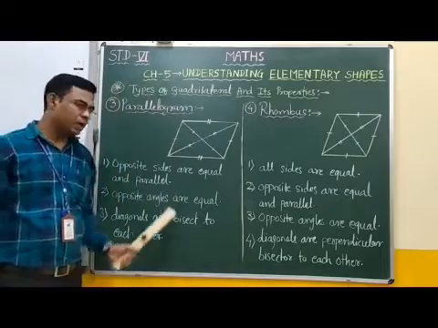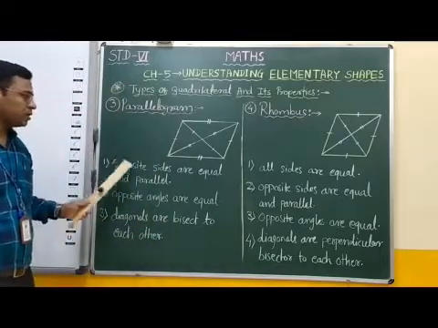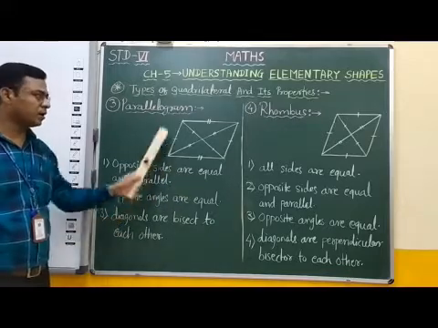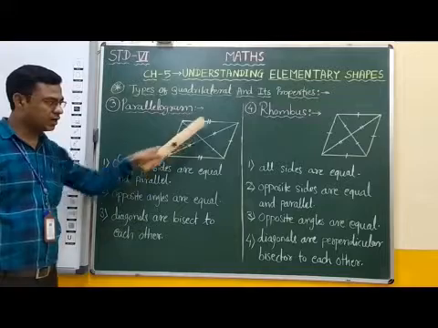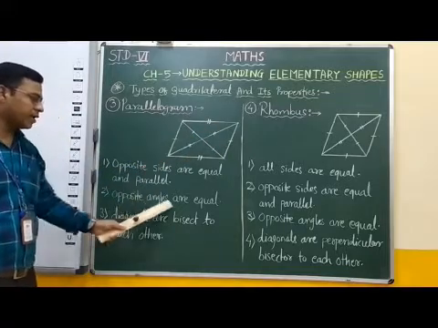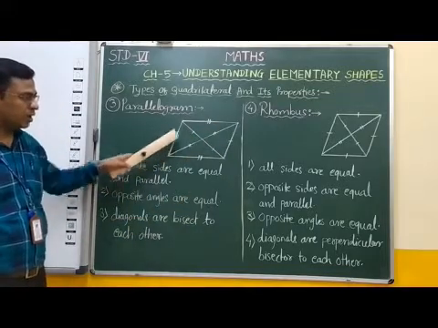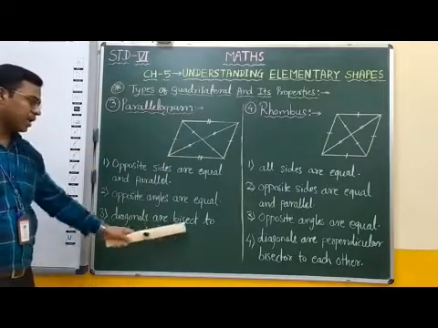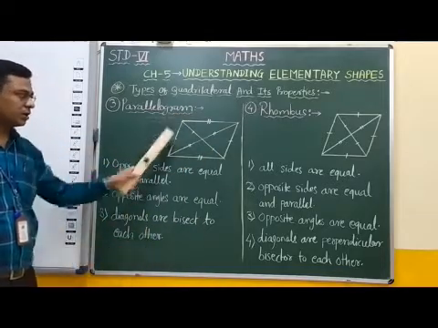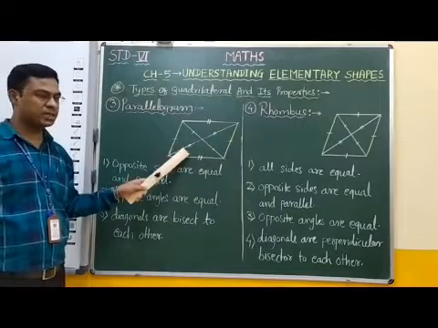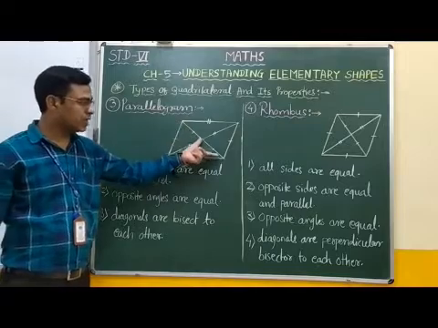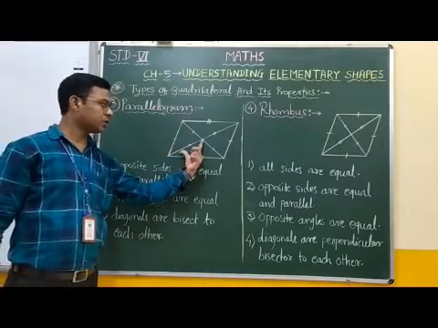Now, I repeat all these properties of a parallelogram. Opposite sides are equal and parallel. Opposite angles are equal, here opposite angles are equal in measure. Diagonals bisect each other. Here these two diagonals bisect each other. This part is equal and this part is equal.